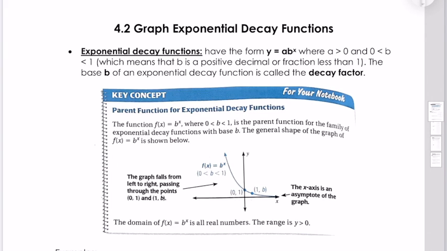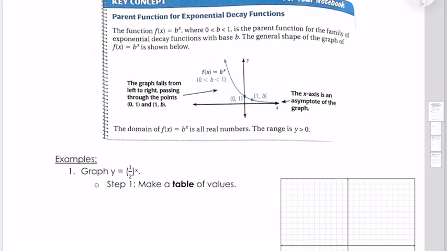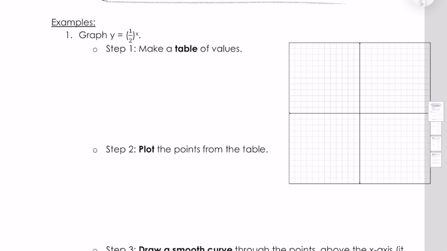Alrighty, we are on chapter 4, lesson 2, graphing exponential decay functions. So we've done exponential growth functions and now we're doing decay. The only difference here, the form is the same, but the letter B, the base, is a fraction less than 1 and it's a positive number. So it's between 0 and 1. Before we were working with numbers greater than 1, which is what caused growth.